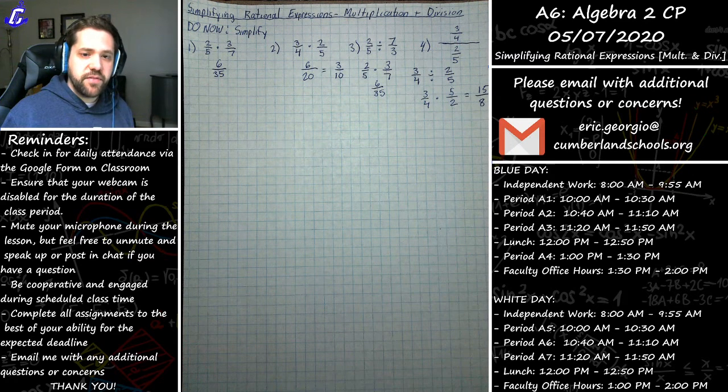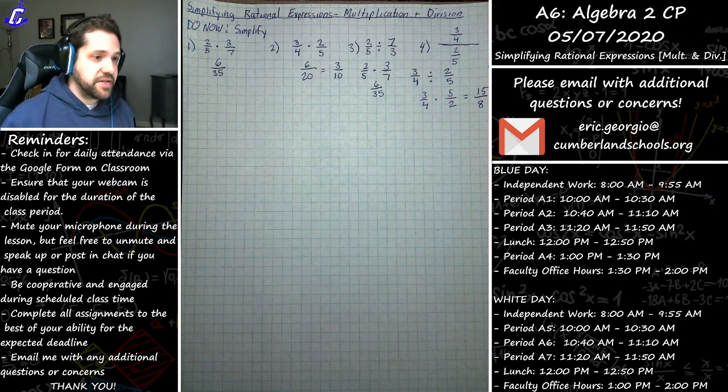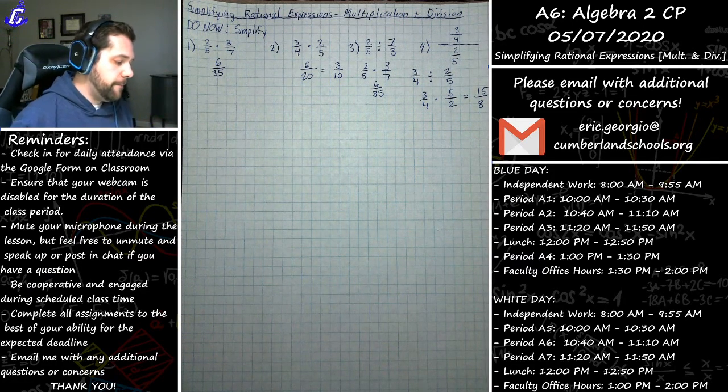Does that make sense to everybody how that was done? Very important. Even though they're just regular old numbers right now, there will be x's very soon. Okay? No questions?